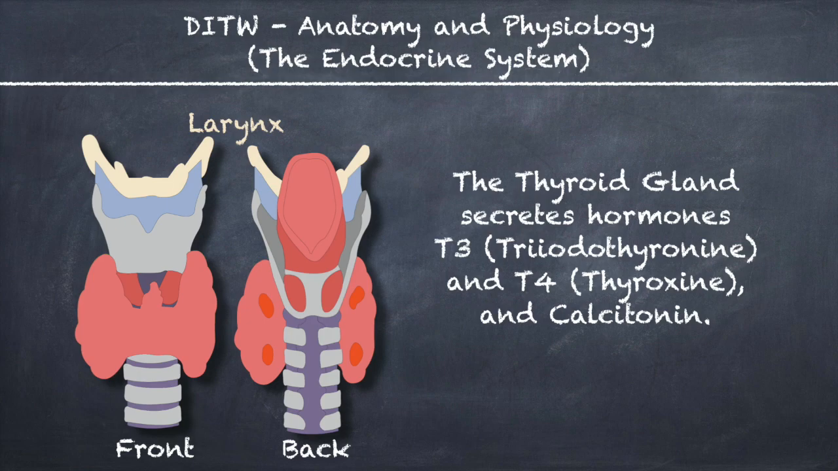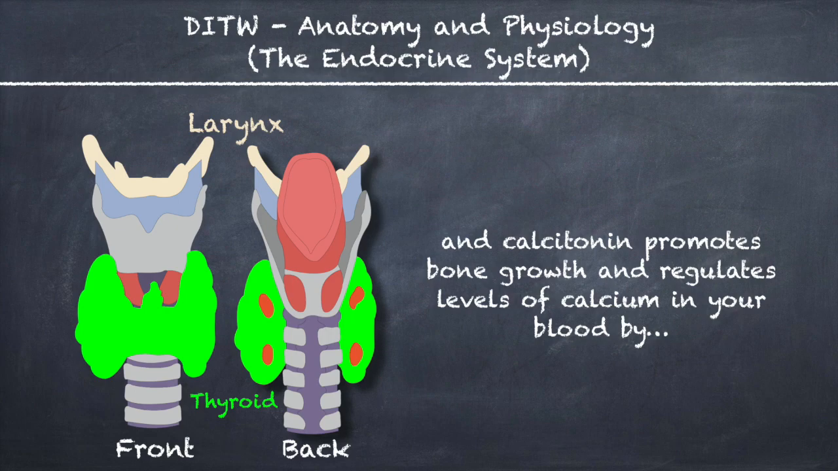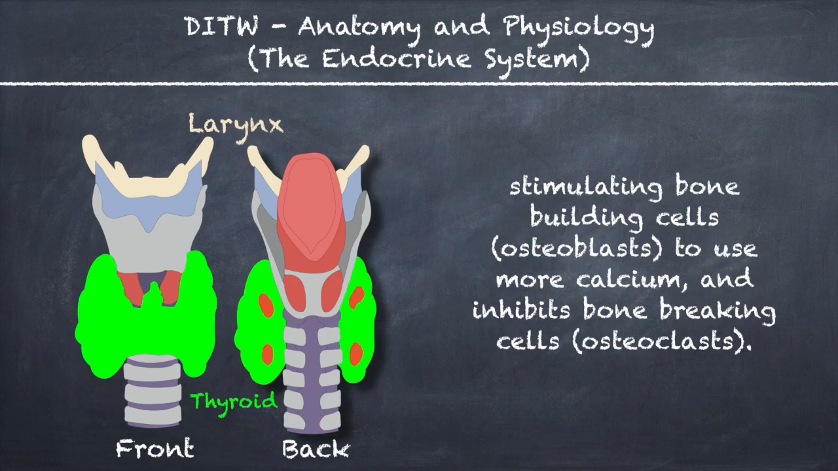The thyroid gland secretes hormones T3, triiodothyronine, and T4, thyroxine, and calcitonin. T3 and T4 are involved in controlling your basal metabolic rate, which is your energy usage in a state of rest. And calcitonin promotes bone growth and regulates levels of calcium in your blood by stimulating bone-building cells, known as osteoblasts, to use more calcium, and inhibits bone-breaking cells, which are known as osteoclasts.